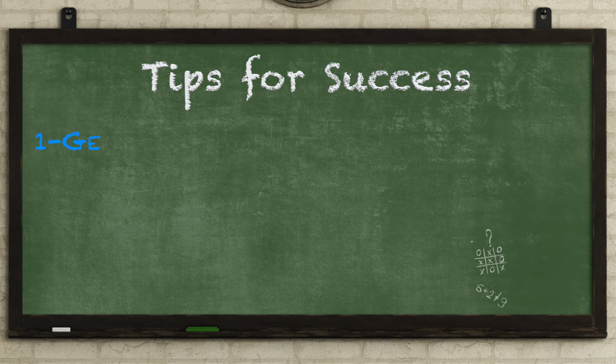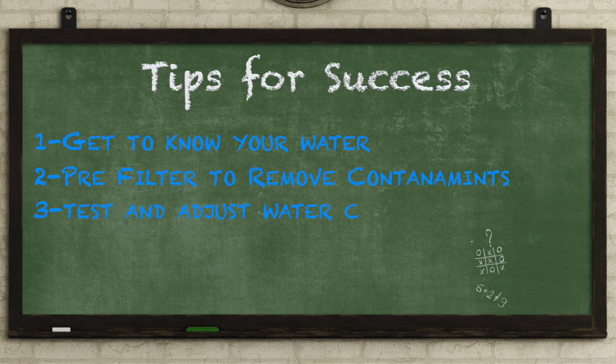First, get to know your water source by testing it before you fill your tub. This will give you a baseline to work from whenever you refill it. Second, use a pre-filter on your hose when filling your tub. This will remove contaminants from your water. Also, you want to test and adjust your hot tub chemistry weekly. Rinse and clean your filters when they look dirty.